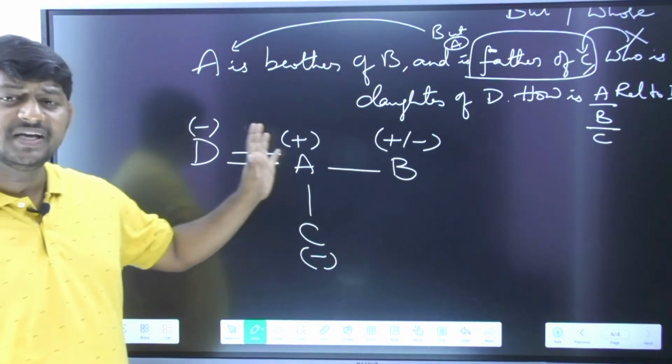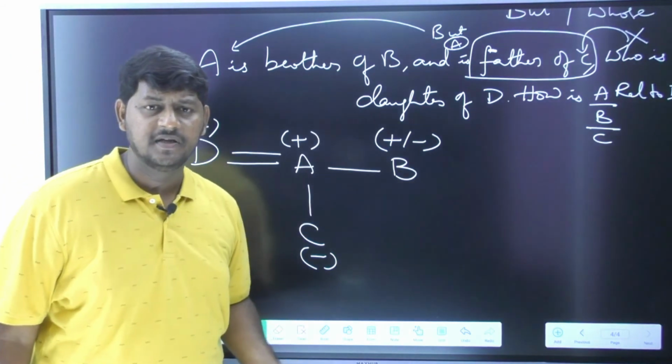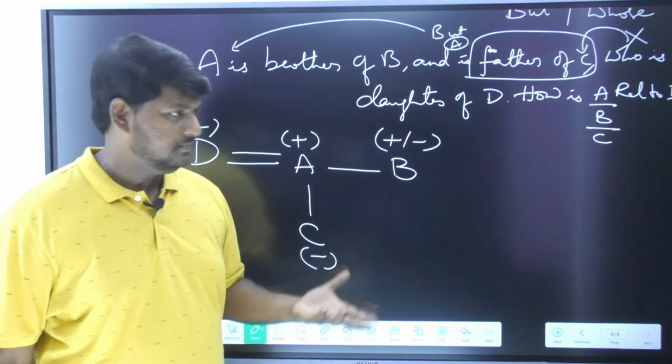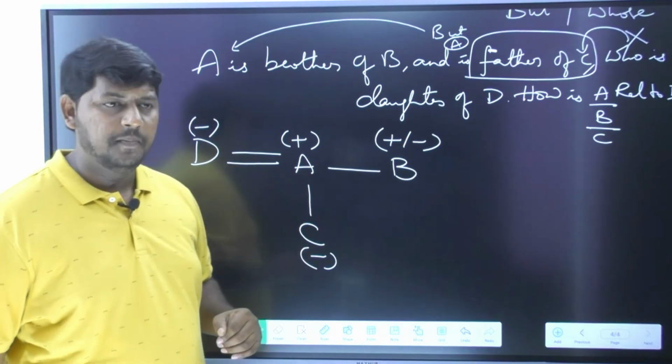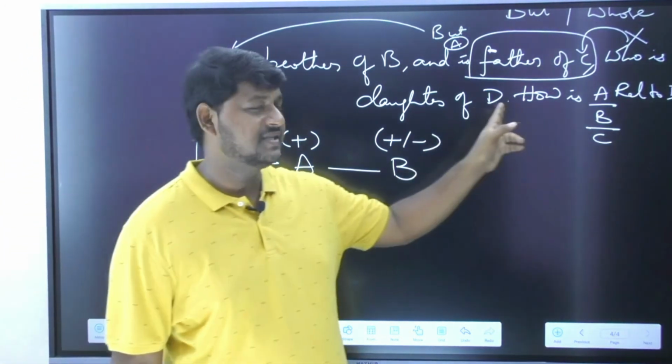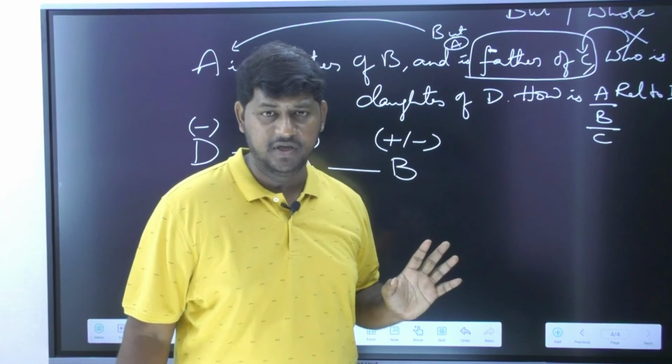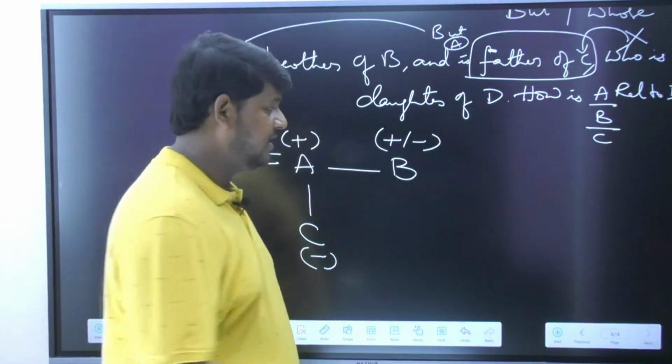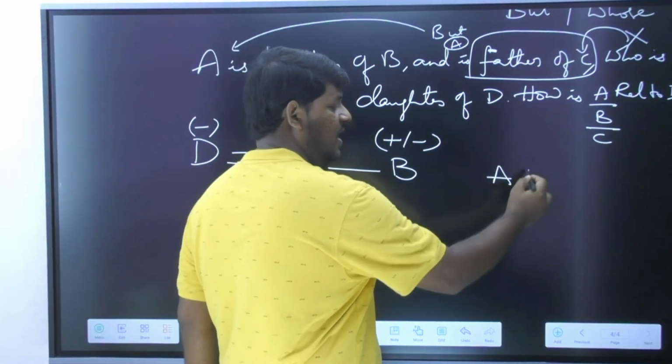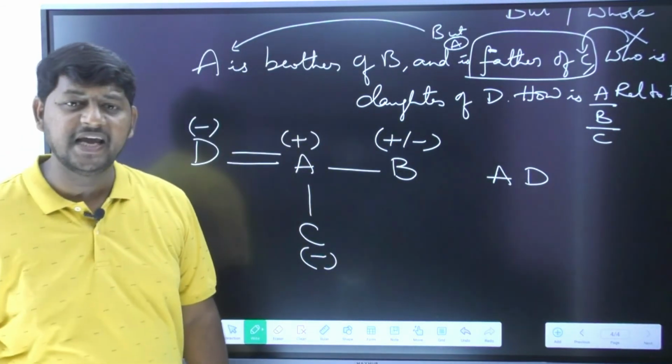Now solving is very easy for us. Once you practice, yes, you are going to understand. But please observe here, understanding the question is very important. How is A related to D? Always remember, the question says: how is A related to D?